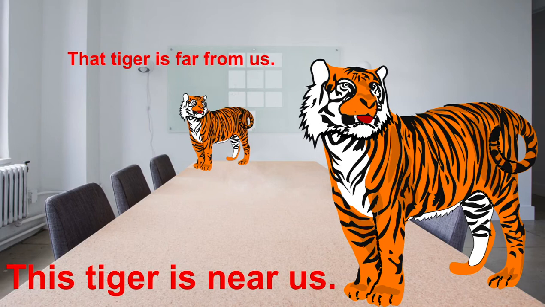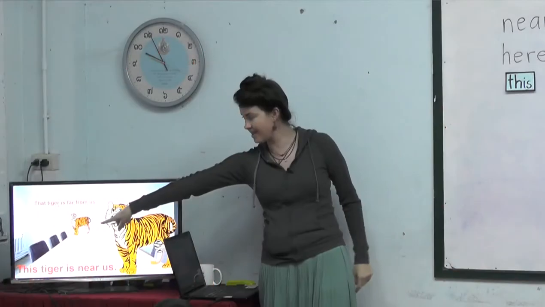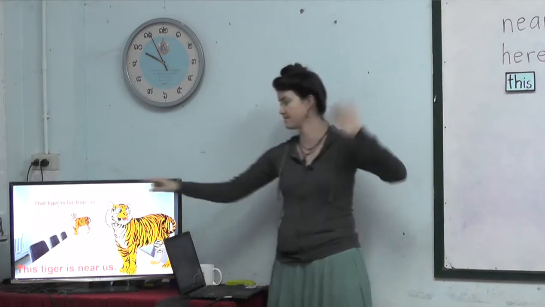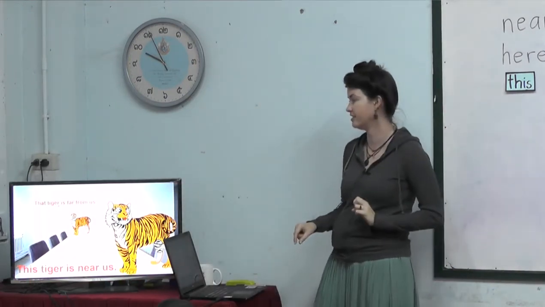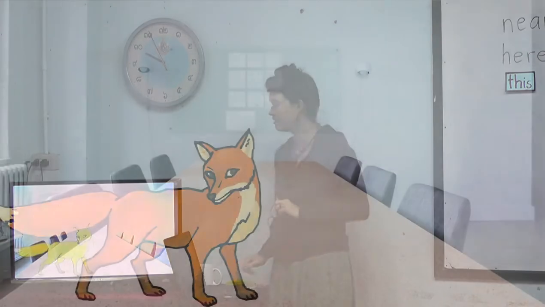That tiger is far from us. Good. We have this tiger right here and that tiger. That tiger is far from us. Two tigers. Good.